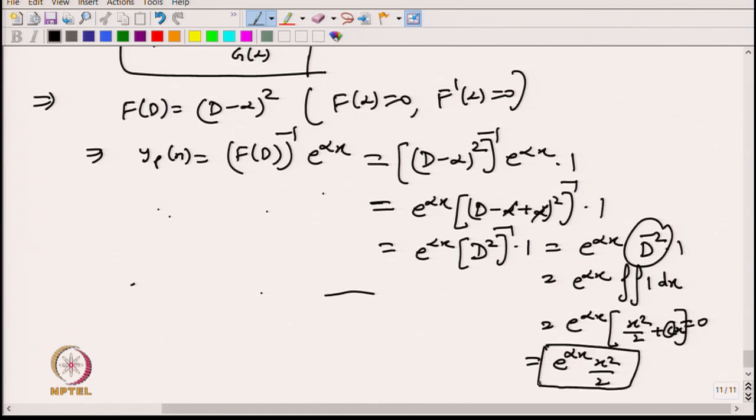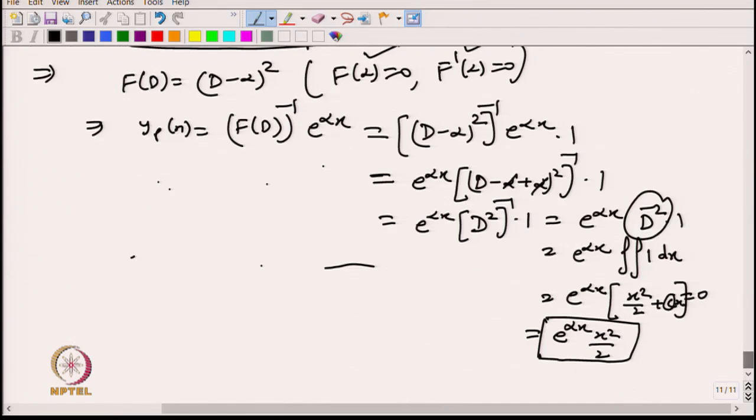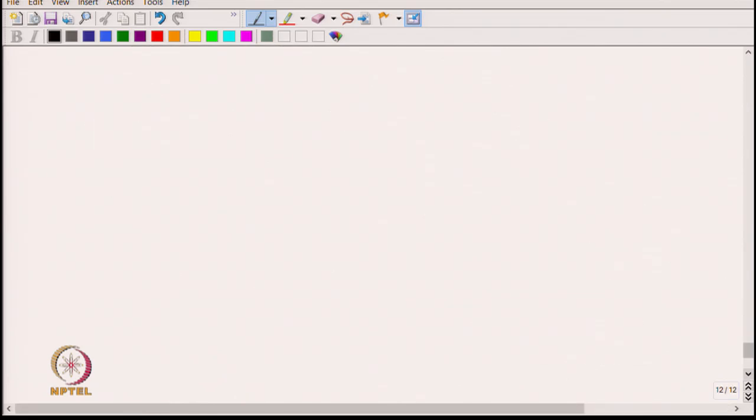So, that will be the particular solution when f of alpha is 0 and f dash alpha is 0. You can see from here that when only f of alpha is 0, then the earlier result will happen, and when f of alpha and its derivative are both 0, then this will happen. So, this is the solution. Now, let us do one example based on this.